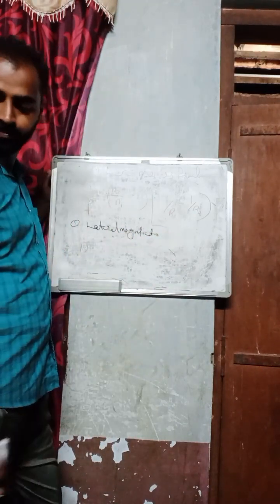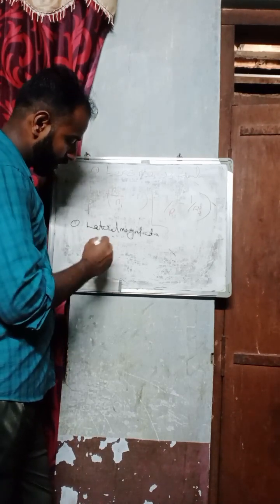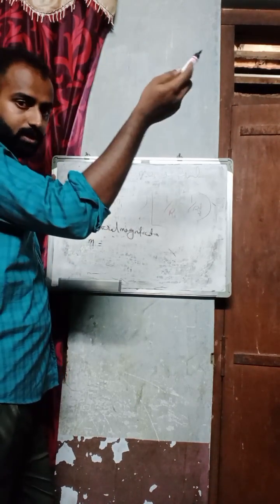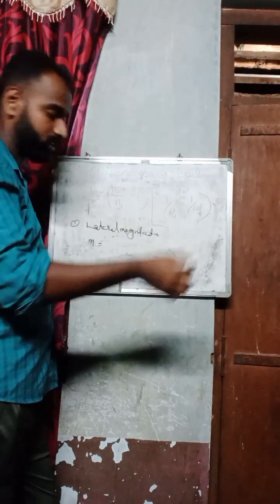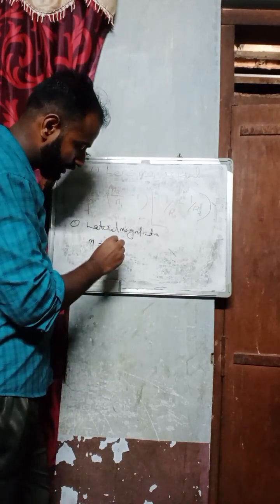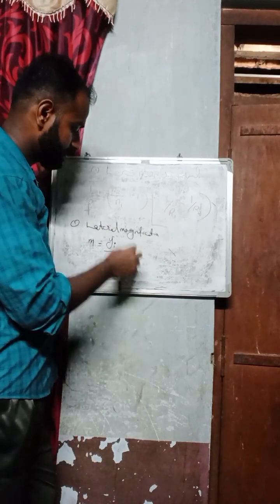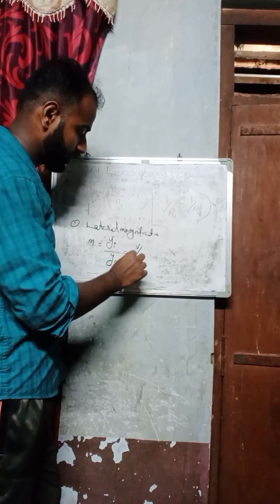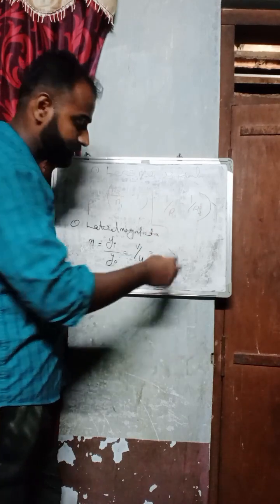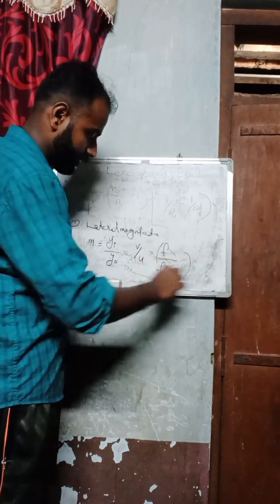Lateral magnification. The lateral magnification equation M is how much the image becomes diminished or exaggerated. It is the size of the image, which I am denoting as I, divided by the size of the object. After some substitution, we get V by U, image distance by object distance. Then one more reduced formula is there, F by F plus U. These equations are important.